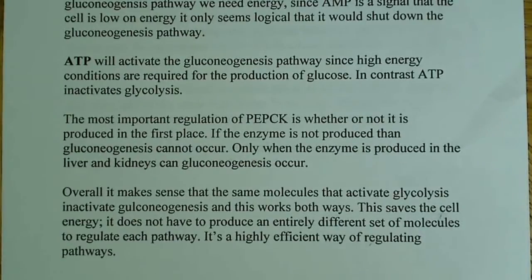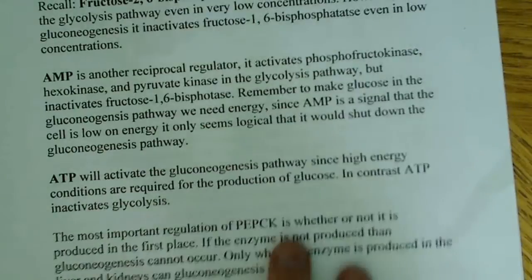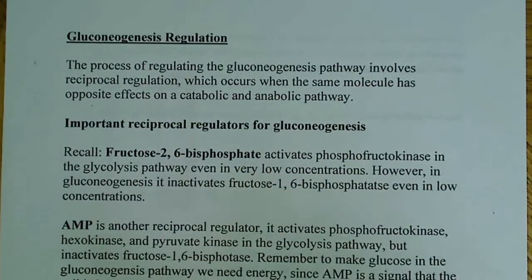And what does this do for the cell? Well, what it really does for the cell is it saves energy, because you don't have to make more molecules. Okay, you can make this one set of molecules that works on both pathways, so there's no need to make a whole new set of molecules to regulate each pathway. Okay. And it's basically just highly efficient, and efficiency is important in living systems. So that basically sums up gluconeogenesis regulation.